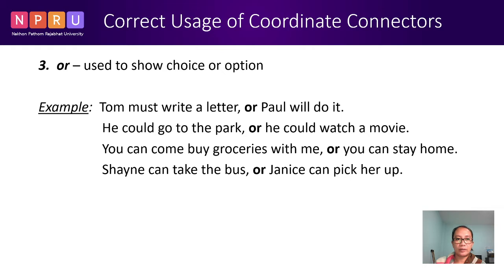Next, or. It is used to show choice or option. Example 1: Tom must write a letter, or Paul will do it. Next example: he could go to the park, or he could watch a movie. You can come buy groceries with me, or you can stay at home. Shane can take the bus, or Janice can pick her up. So remember, or shows choices or options in the sentence.